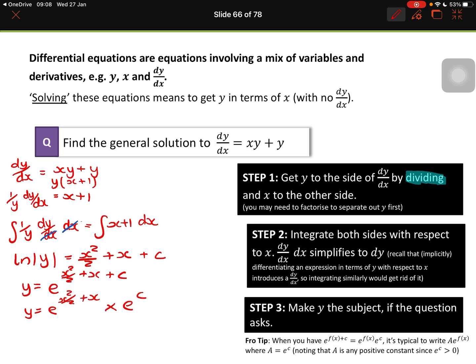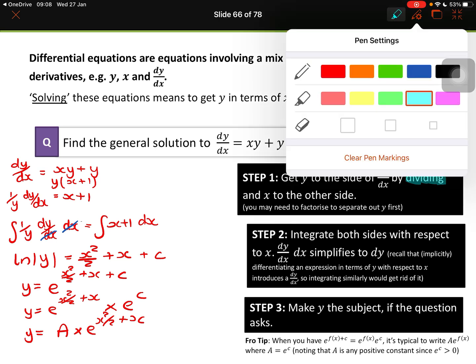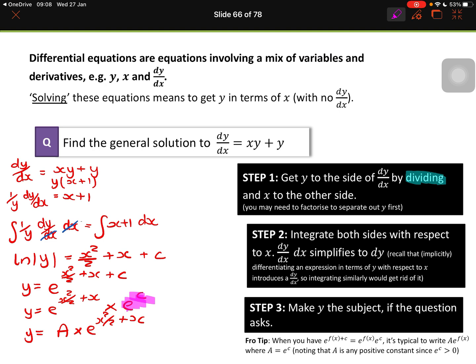And all we do is we change e to the c, and the letter we tend to use is a. So it just becomes a lots of e to the x squared over 2 plus x. So all I've done is changed my e to the c to an a, and that's all that's changed.